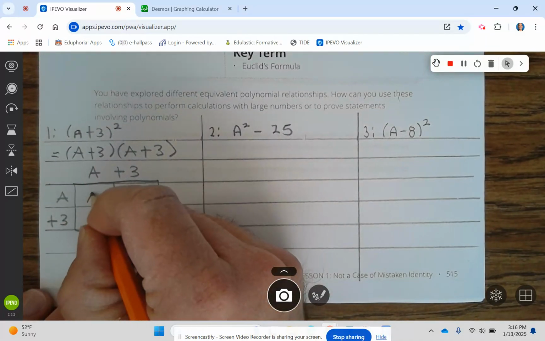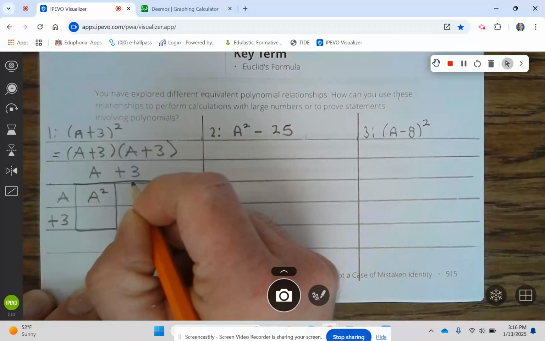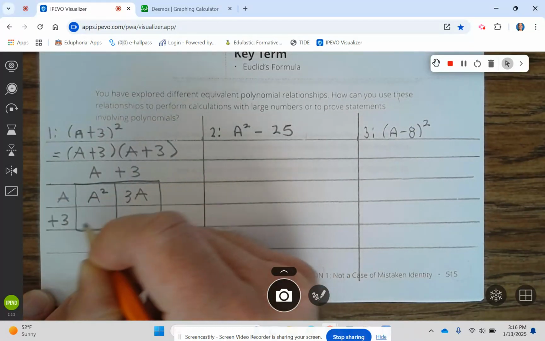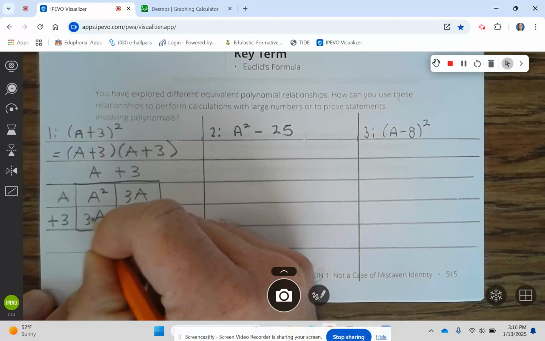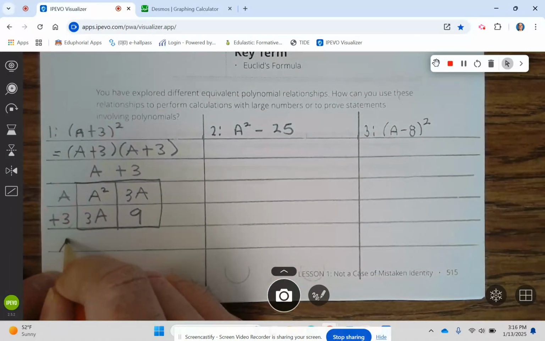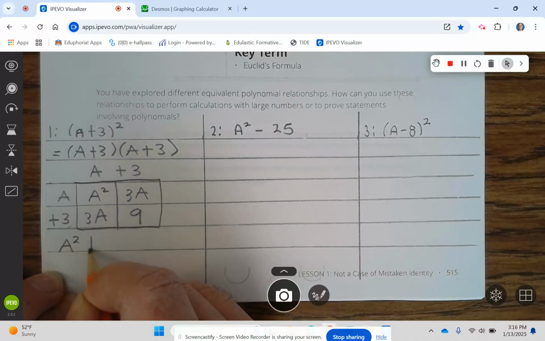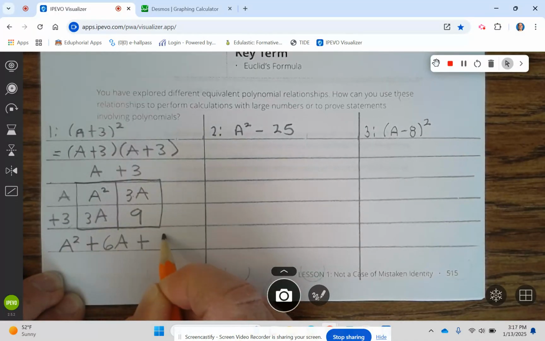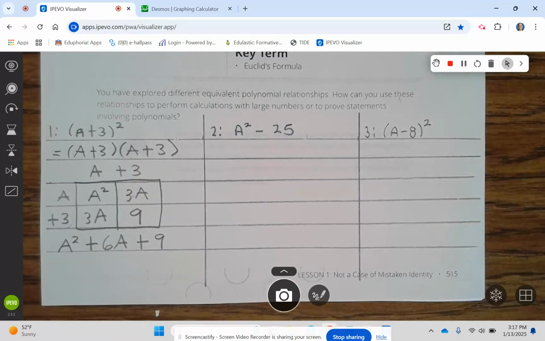So a times a is a squared. A times 3 is 3a. 3 times a is 3a. And 3 times 3 is 9. So this simplifies to be a squared plus 3a plus 3a is 6a plus 9. All right, go ahead and finish up number 1.